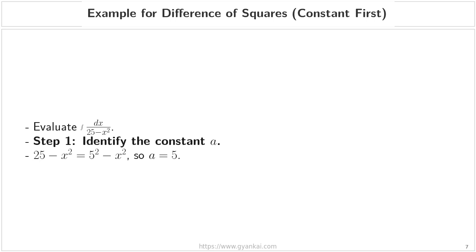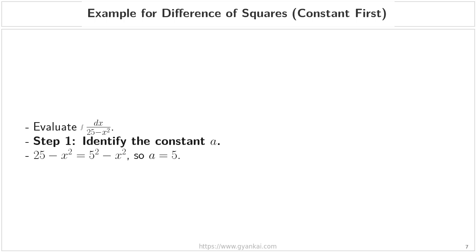Now, remember from the previous slides, we have a specific formula for integrals where the denominator is a difference of squares, but with the constant term first. We need to rewrite our integral to match that form. Notice that 25 minus x squared can be written as 5 squared minus x squared.